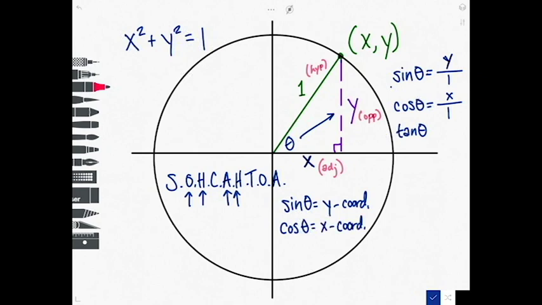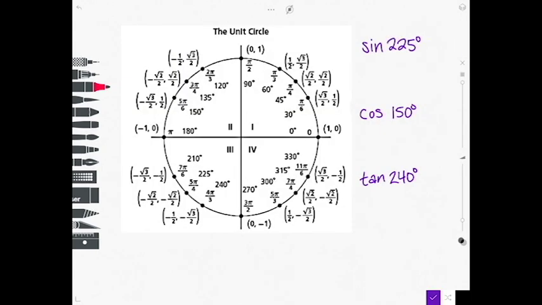And then last we have tangent. Tangent is the opposite, which is y, divided by x. So tangent is the y coordinate divided by the x coordinate. All right, I'm going to stop here. I'm going to pull up the actual unit circle, and we'll find the sine, cosine, and tangent of various angles using the unit circle. Okay, here we are.